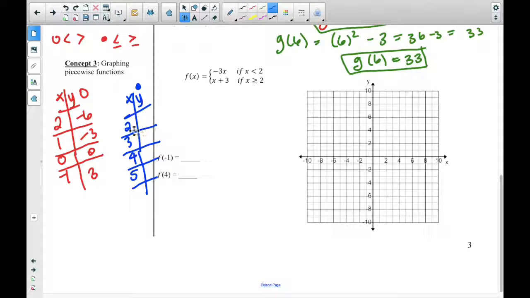Okay, so let's plug these numbers in. We take a 2, we plug it in. We take a 3, plug it in, and so forth. All right, let's get to graphing now.